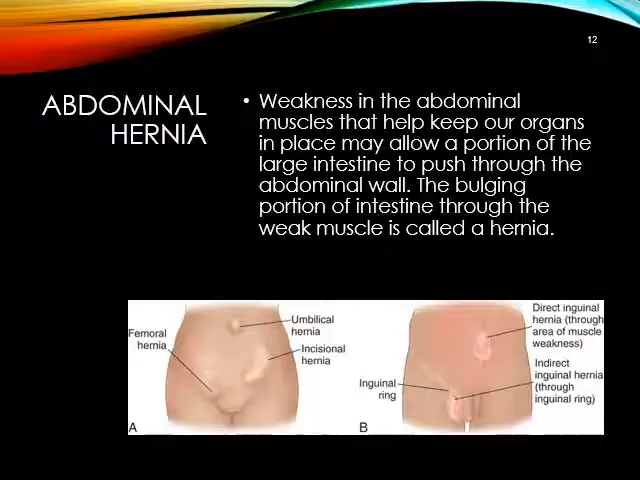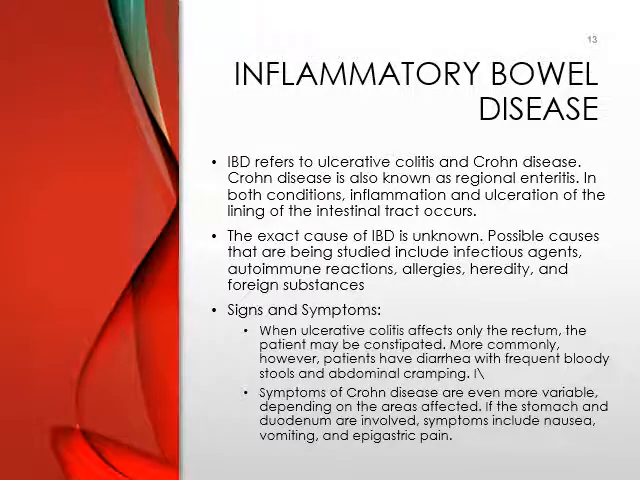So let's move on to inflammatory bowel disease. Now IBD, inflammatory bowel disease, refers to ulcerative colitis and Crohn's. They're two different things. Crohn's disease is also known as regional enteritis. With ulcerative colitis, the inflammation typically begins in the rectum and extends up the bowel towards the cecum. Now, the progression of Crohn's disease is different in that it can be anywhere. Most commonly found in the ileocecal area.